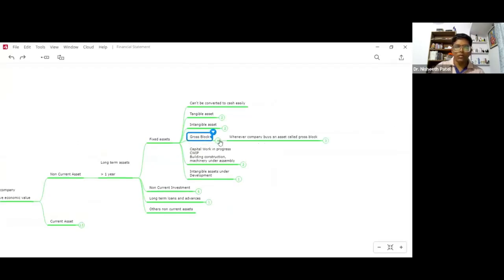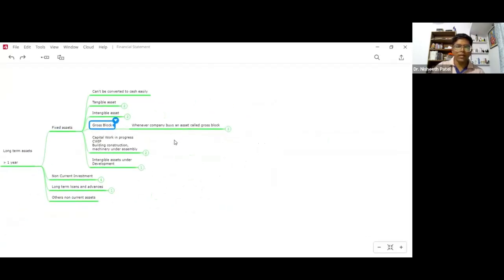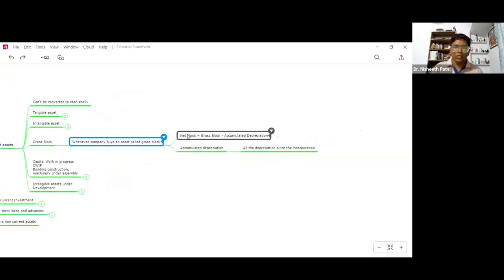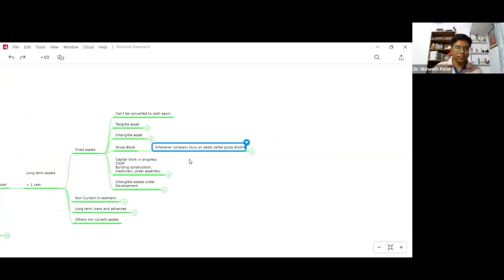Now, gross block is whenever a company buys an asset. If a company has purchased some land for 100 crores, that is the gross block. But after 5 years, after removing the depreciation, the amount that is remaining is the net block. That is the gross block minus accumulated depreciation.